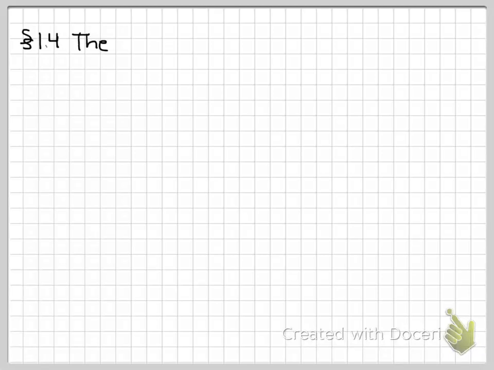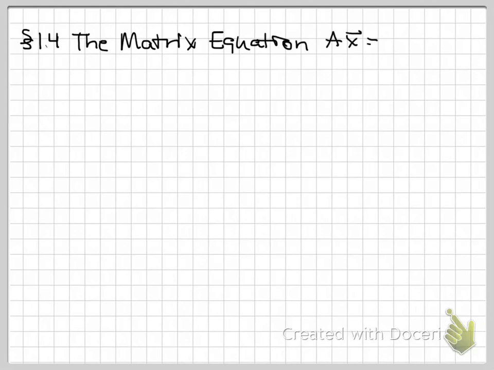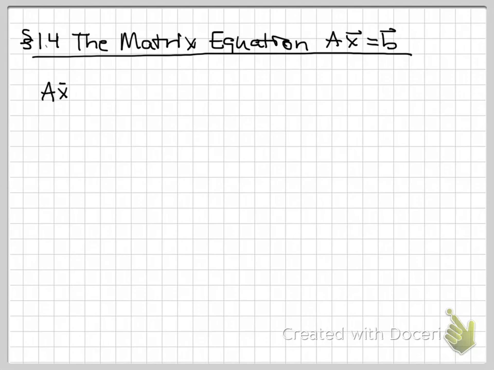Alright, section 1.4. The matrix equation AX equals B. Now this equation is one that we're going to spend a lot of time on this semester, and this section is going to be a key section, so make sure you read the section carefully.